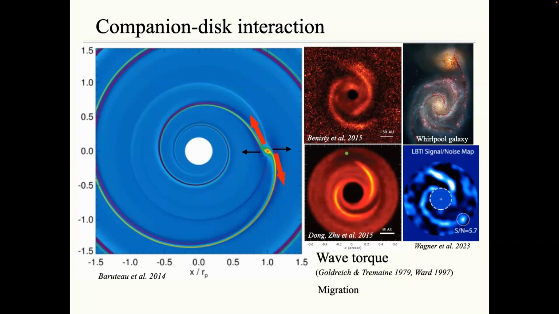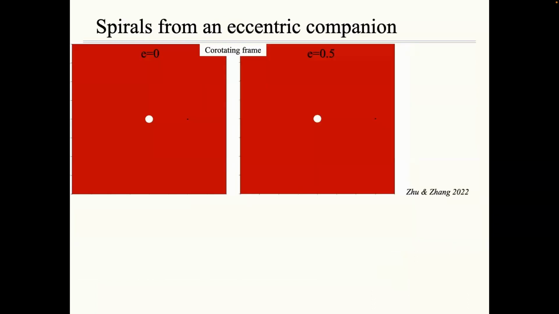So this nice spiral only exists if you have a very circularly orbiting companion. On the other hand, if you have an eccentric companion, the picture is very, very different. Okay, so here are 2 movies. On the left is similar to the previous image. We have a circular orbiting companion, and we are in the rotating frame of the companion.